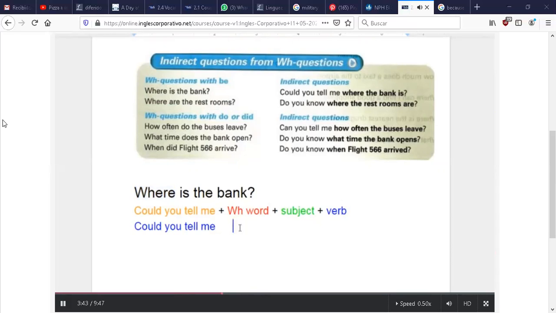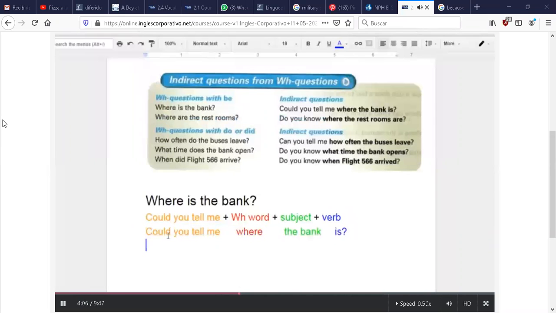So could you tell me, and in this case I will ask where, this is going to be followed by the subject. In this case, it happens to be the bank. Where the bank? And then finally, we're going to include the verb. So in this case, could you tell me where the bank is? And just so that we follow the pattern that I'm proposing here, I'm going to go ahead and play with the colors for now.